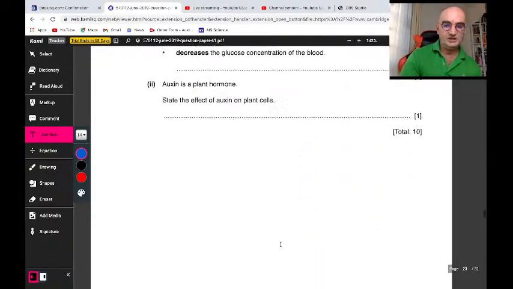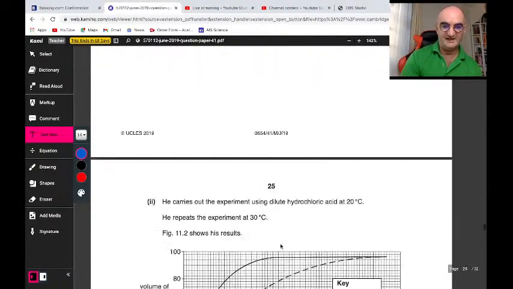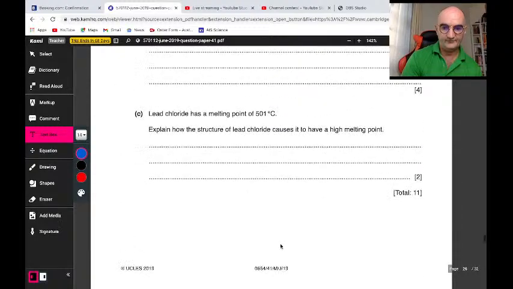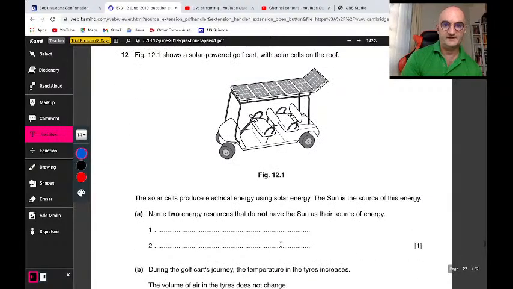Bit of biology, bit of chemistry, and some physics. Figure 12.1 shows a solar-powered golf cart with solar cells on the roof.